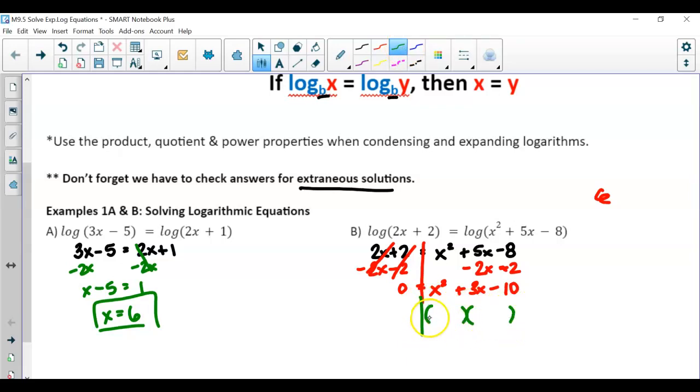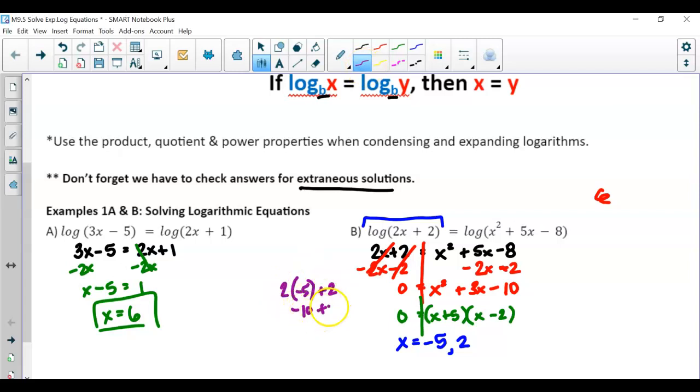What two numbers multiply to get negative 10, but add to get positive 3? Well, positive 5 and negative 2, which means that x is equal to negative 5 and positive 2. Now, I'm going to check for extraneous solutions, and I'm going to plug into the log that's not a quadratic, because what you have to remember here is you cannot take the log of a negative value, so the answer must be positive. So here, for example, 2 times negative 5 plus 2 is negative 10 plus 2, which is negative 8. I cannot take the log of negative 8, so negative 5 is extraneous. However, if I put in positive 2, I will get a positive solution. So we did have an extraneous solution here, so x is equal to only 2.